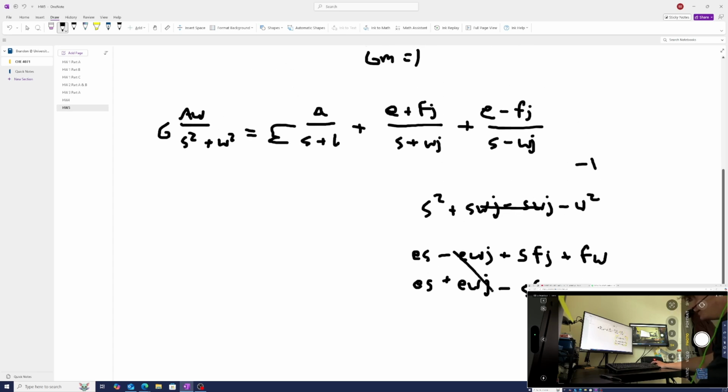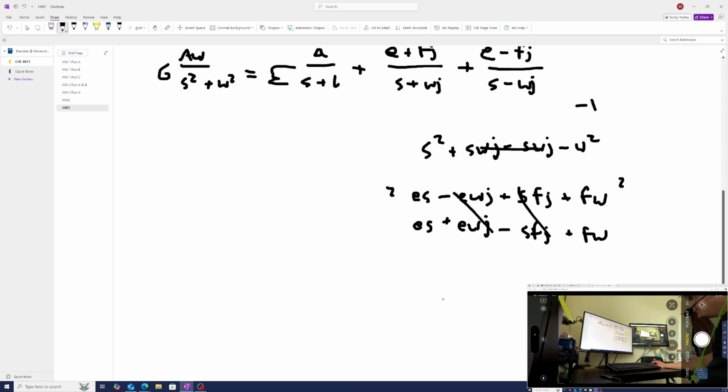So what we end up with is these terms cancel out. We have 2 of these and 2 of these. So this simplifies to 2ES plus 2FW all over S squared minus W squared.